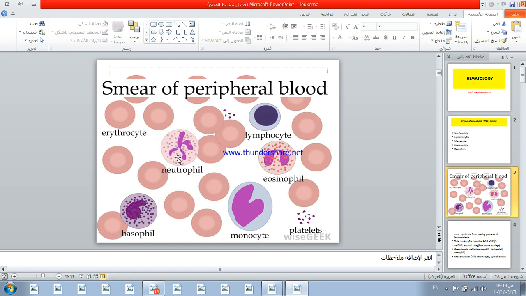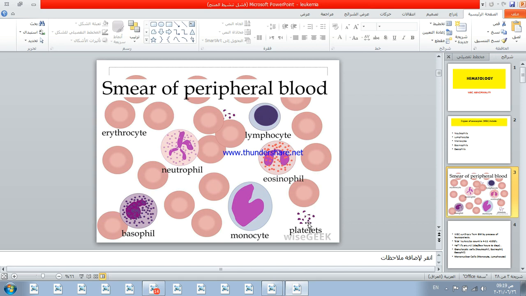First, the neutrophil with 2 to 3 segments of the nucleus and neutral colored cytoplasmic granules. We have the eosinophil with the bilobed nucleus and eosinophilic staining granules, and the basophil, which has blue coloring of the cytoplasmic granules. So these are the granulocytes: neutrophil, eosinophils and basophils. We have the monocyte and we have the lymphocyte.